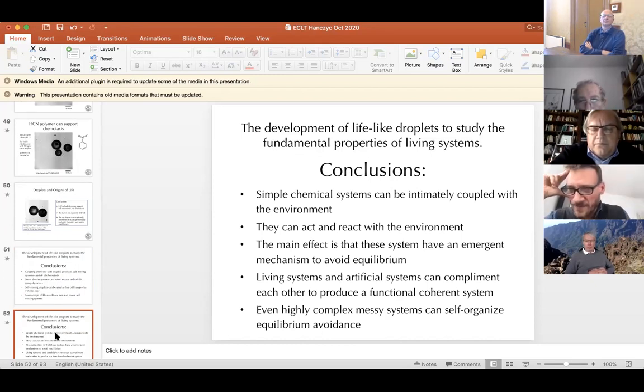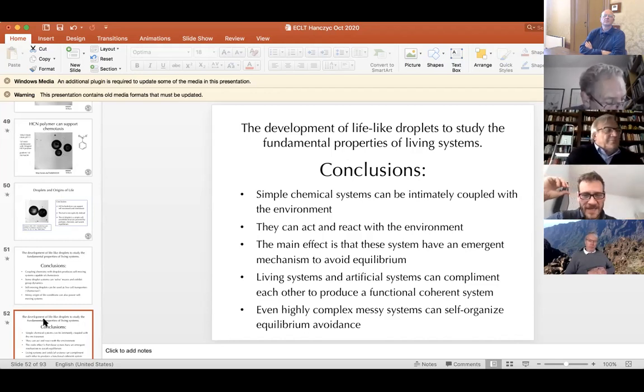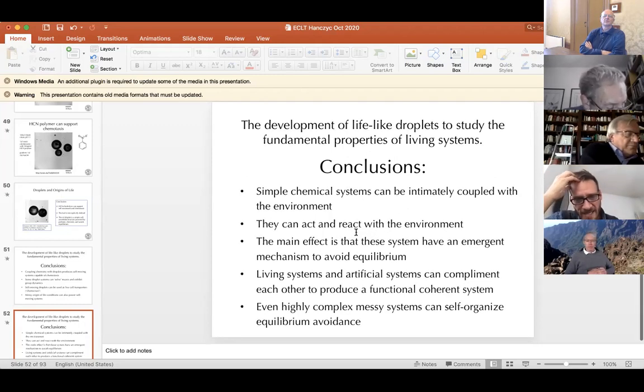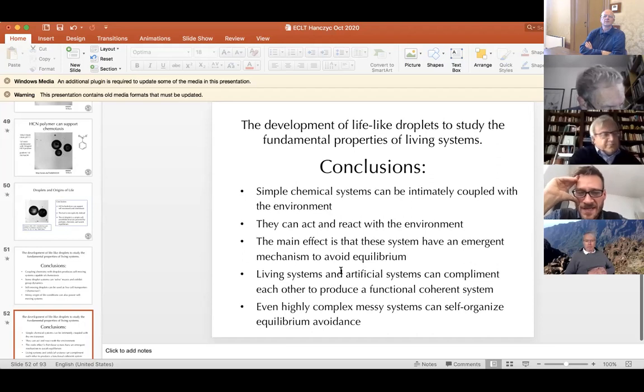So I hopefully demonstrated to you that these chemical systems are indeed very sensitive to their environments and can react in a certain way to them, especially through self-movement. So they can act and react with the environment, which I think is quite interesting. And perhaps these have an emergent mechanism to avoid equilibrium. And what I mentioned in the middle there is we're now playing with systems where you have a living system that complements the artificial system and the artificial system that complements the living system.